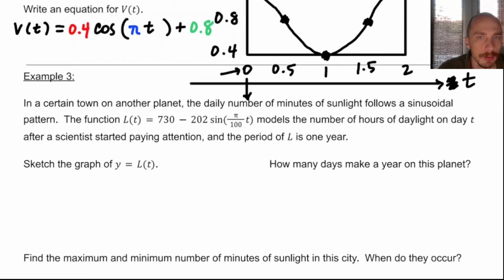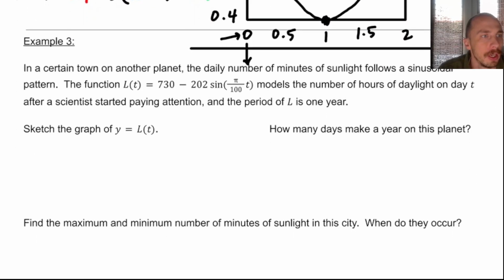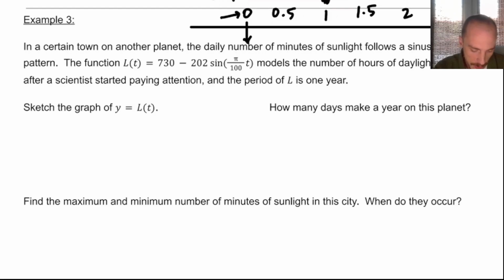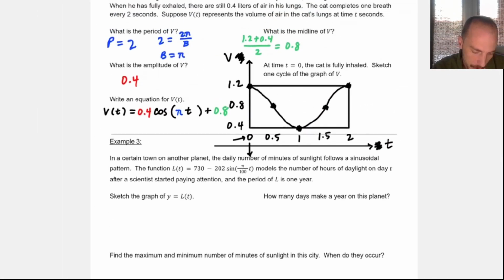In example 3, in a certain town on another planet, the daily number of minutes of sunlight follows a sinusoidal pattern. The function L of t, so in this one, they're going to give us an equation. And actually, before I go too deep, I'm going to take a step back and look back at the ones that we've done.